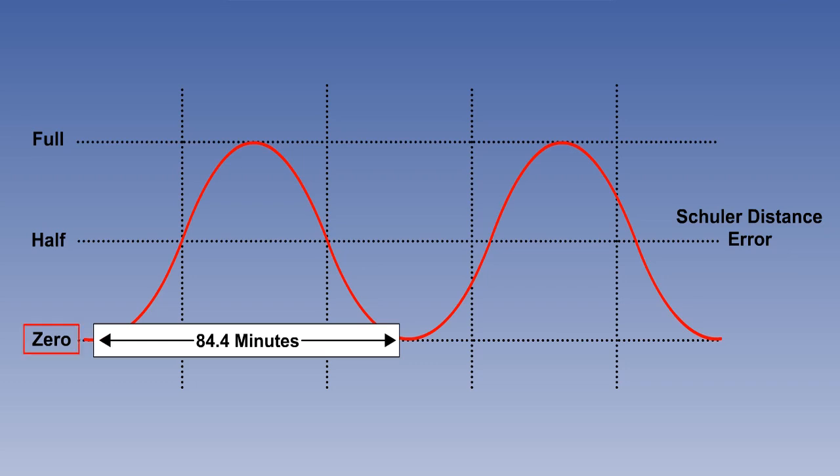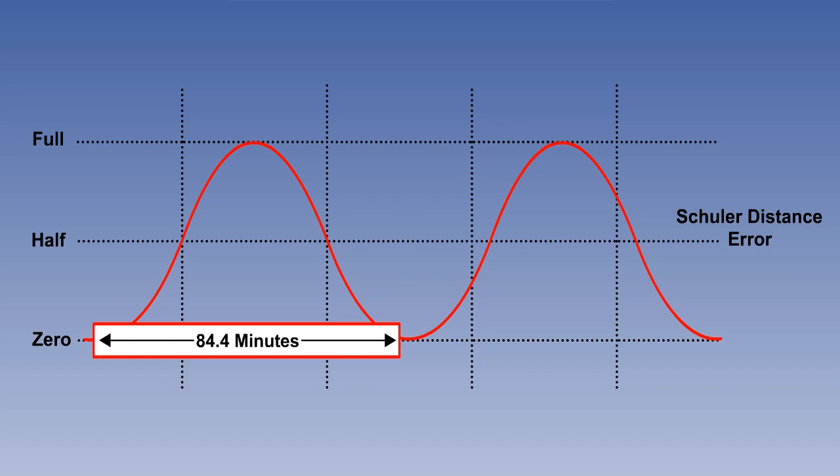The distance error starts at 0 at the moment of selecting Navigate, then increases to half of its full displacement after a quarter of a cycle, reaches its fullest displacement at the halfway point of the cycle, then reduces back to half displacement at 3/4 of the way through, and finally reduces to 0 at the end of the cycle. Each cycle takes 84.4 minutes.